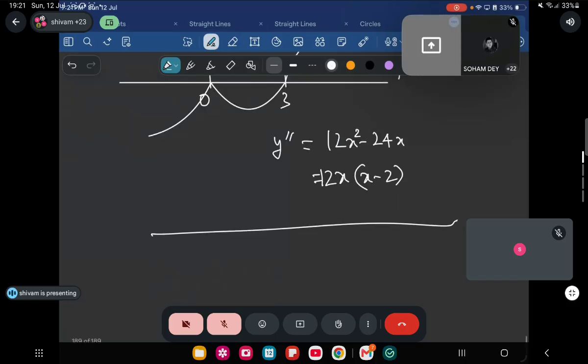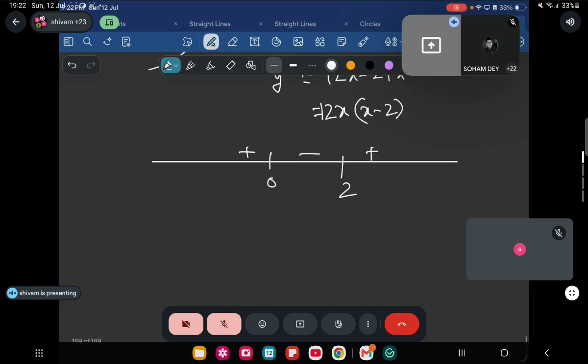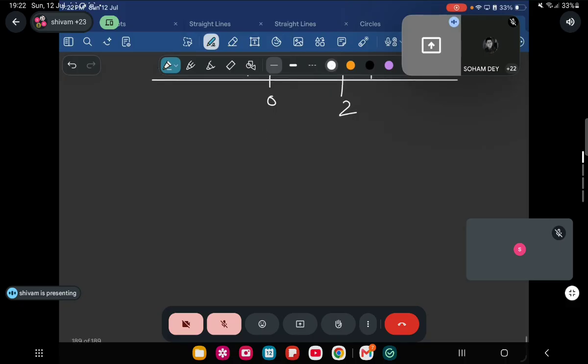Okay. So you see, everyone, I'm drawing the change in sign for f double dash. This is 0, this is 2. Okay, can you people understand? Before 0, it is negative. After 0, it is positive. Oh, sorry. Before 0, it is positive. After 0, negative. After 2, it is positive. Right. So f double dash x is greater than 0 before 0, that means the graph is concave up. Before 0, you have to draw a concave up graph.